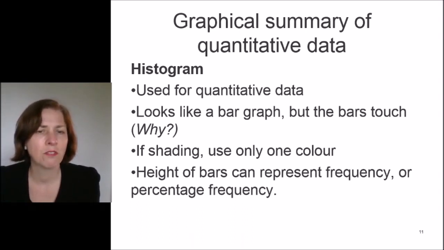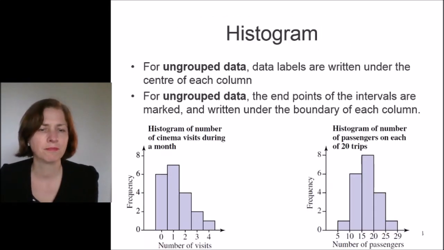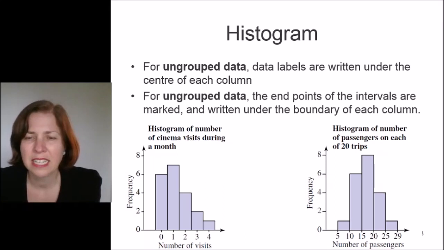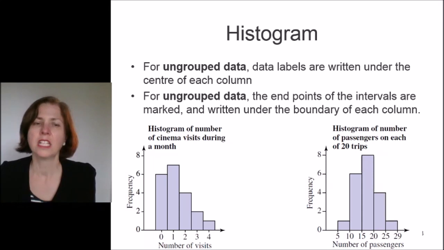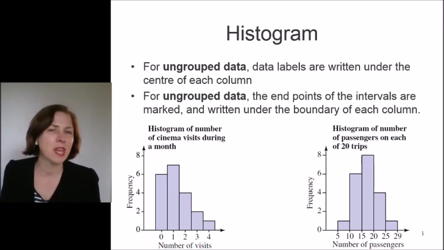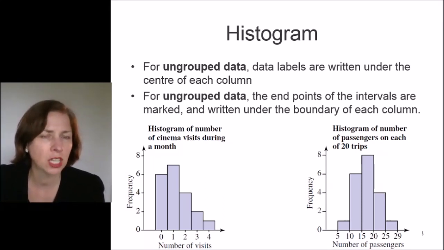Now, if we think about this being a number line, if I look at my second histogram, I couldn't put a gap in between the column from 5 to 10 and the column from 10 to 15. This is a number line and there isn't anything in between. So when I'm drawing a histogram, the columns always touch. And this is one way it's easy to quickly see whether something is a histogram or a bar chart.